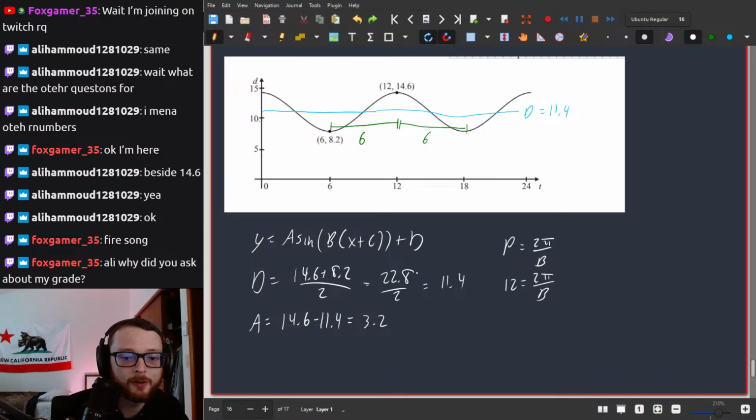So now we just solve this for B. Multiply B by each side, and then divide by 12. So B is pi over 6.